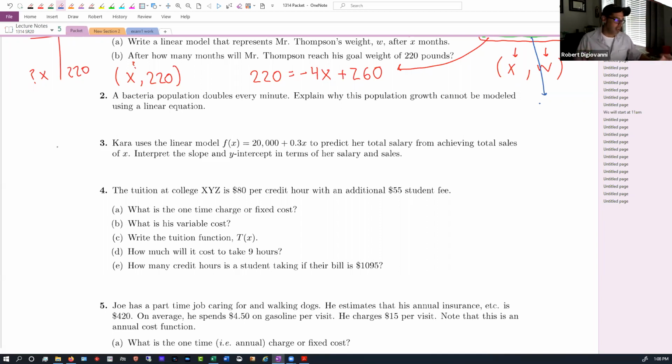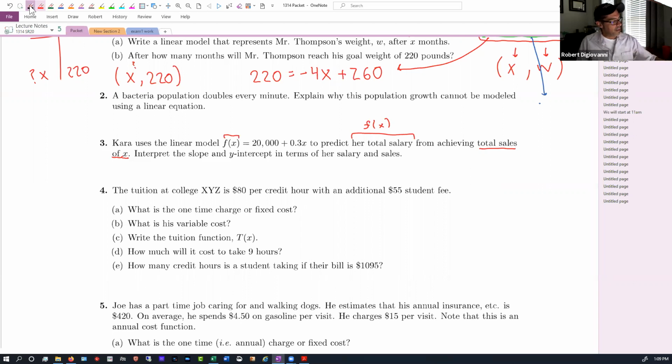Okay, so let's just take our time through this. First of all, we need to understand what x is in the problem. And here it says x is her total sales. So the input to this function is how much she's selling at her job, whatever it is. And the output, f of x, is her total salary. Her total salary is a function of how much she sells. So it says interpret the slope and the y-intercept in terms of her salary.